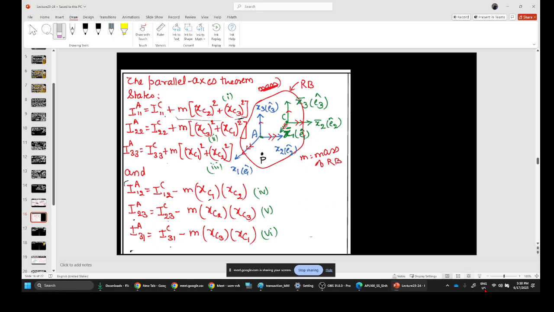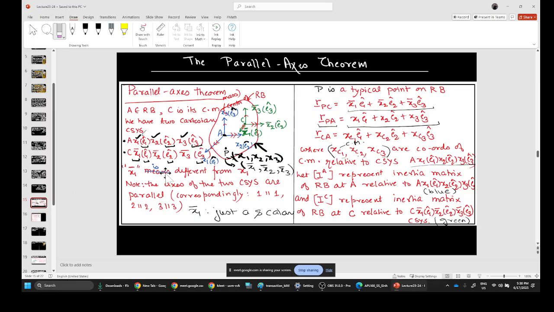Okay. You have to keep in mind before you apply this that you must go from the center of mass to another point A. If C is not the center of mass, this theorem will not hold good. C has to be the center of mass. Always from the center of mass to any arbitrary point on the RB, not from one arbitrary point on the RB to another arbitrary point on the RB. Not like that. That's number one constraint.